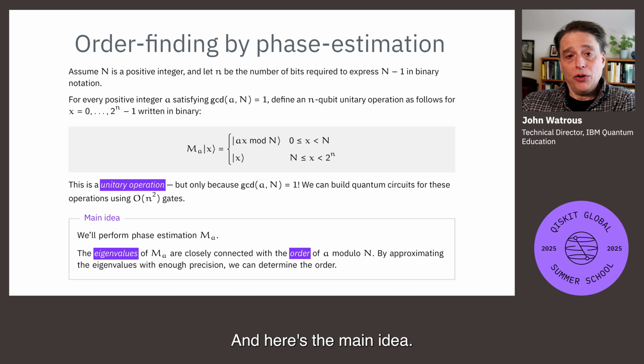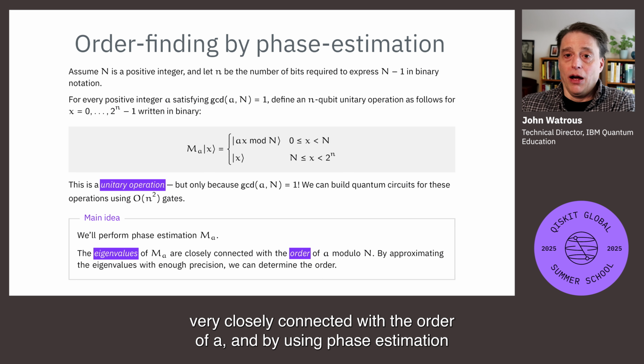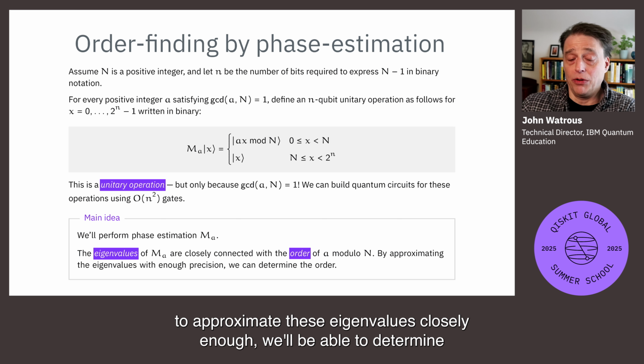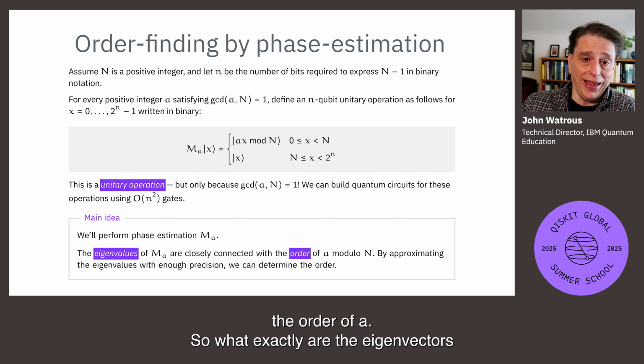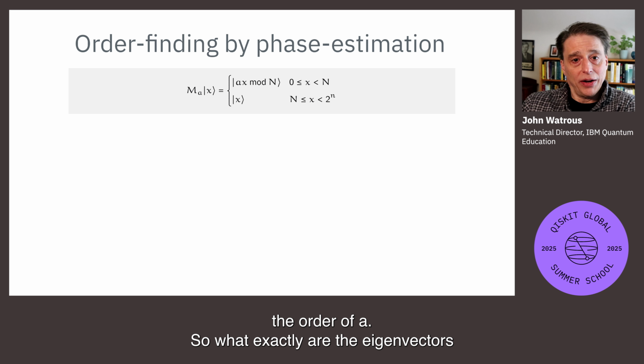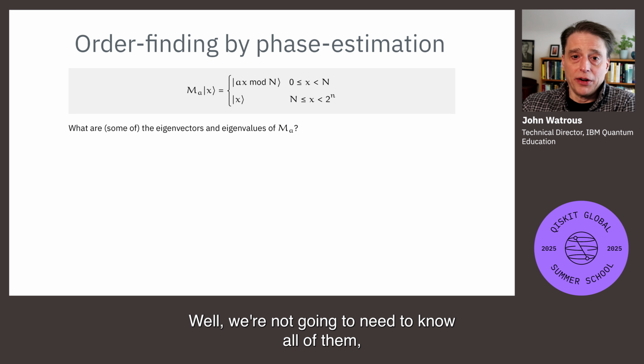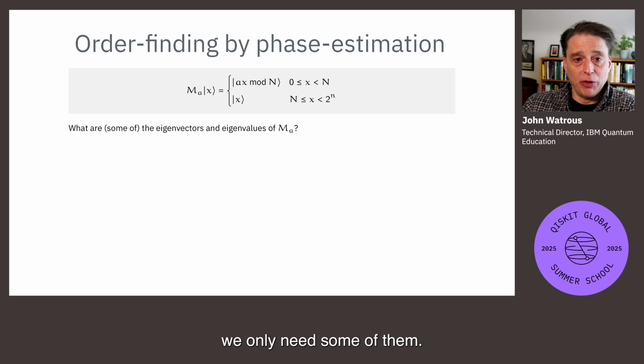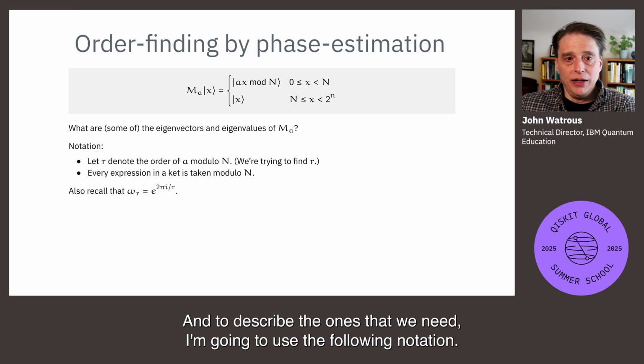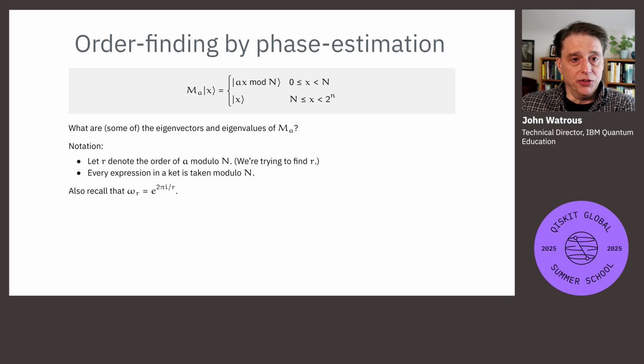And here's the main idea. The eigenvalues of M_a are very closely connected with the order of a. And by using phase estimation to approximate these eigenvalues closely enough, we'll be able to determine the order of a. So what exactly are the eigenvectors and eigenvalues of M_a? Well, we're not going to need to know all of them. We only need some of them. And to describe the ones that we need, I'm going to use the following notation.